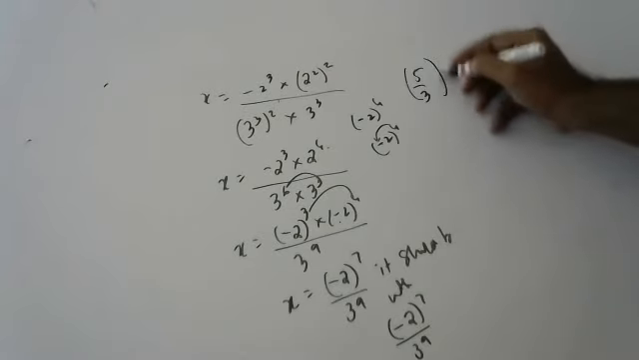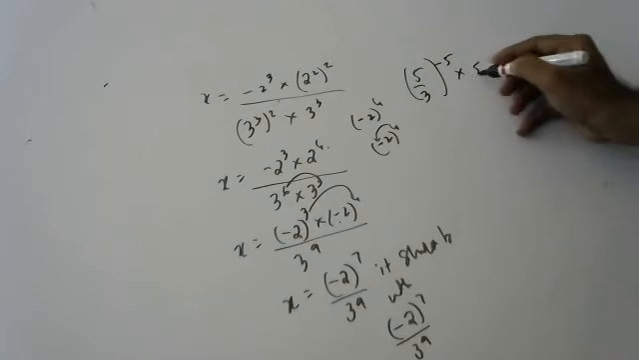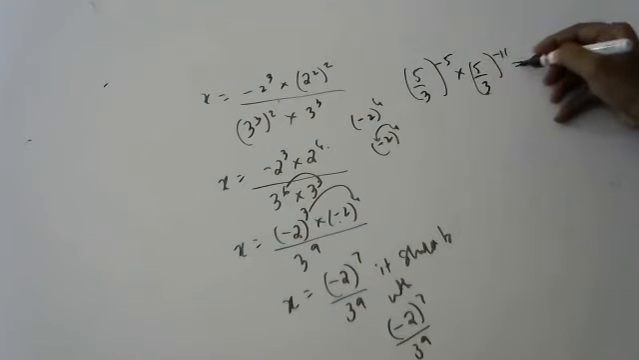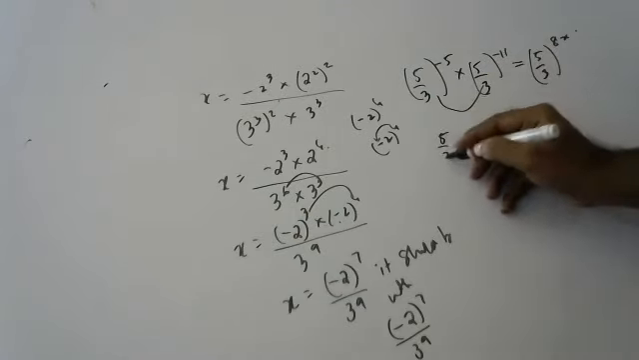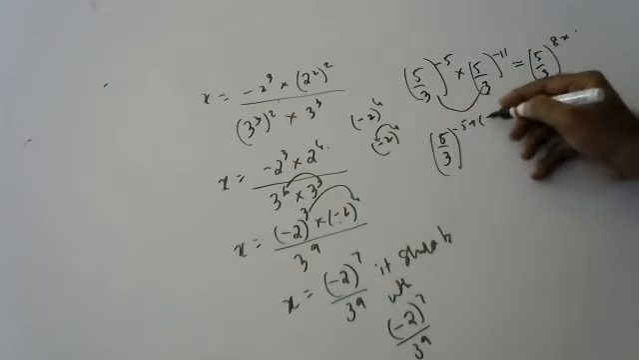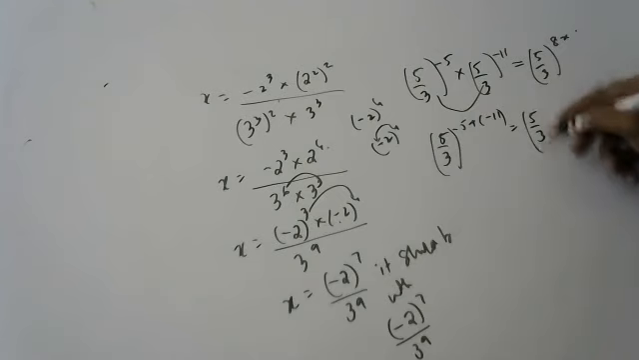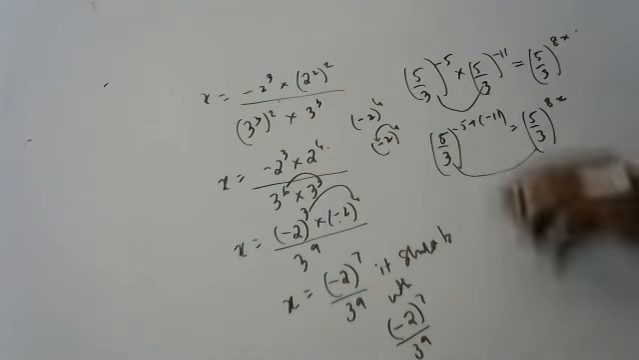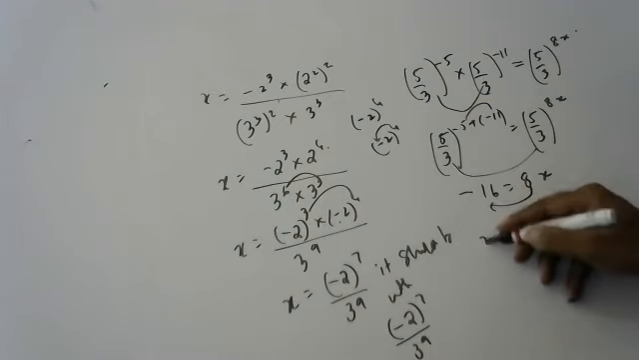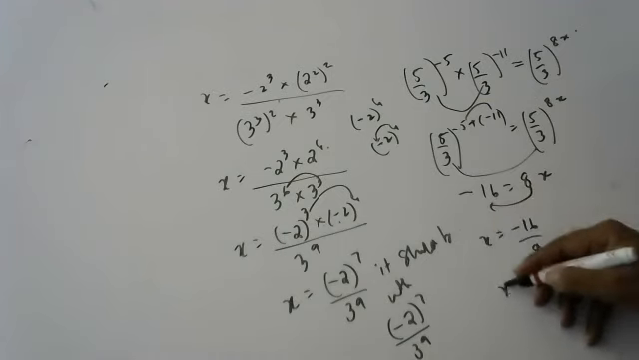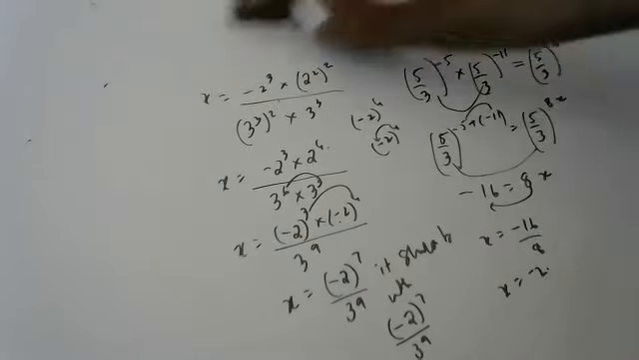Sujit. 5 by 3 to the power of minus 5 times 5 by 3 to the power of minus 11 is equal to 5 by 3 to the power of 8x. Sir, when bases are same, powers can be added. Minus 5 plus minus 11 is equal to 5 by 3 to the power of 8x. When bases are same, powers can be compared. So minus 5 minus 11 is minus 16, equal to 8x. 8 goes down. x is equal to minus 16 by 8. x is equal to minus 2. Next.